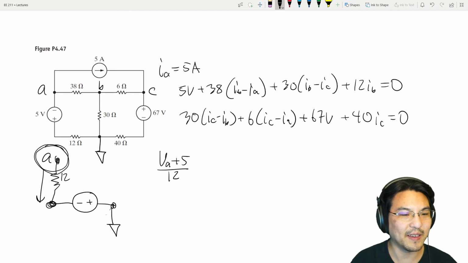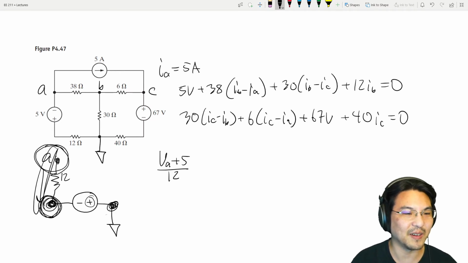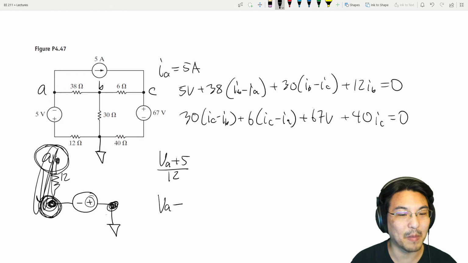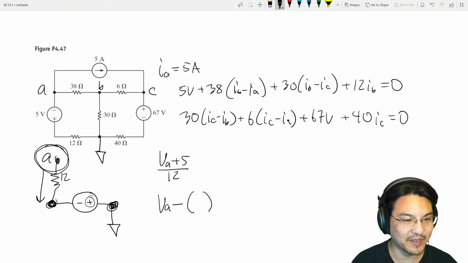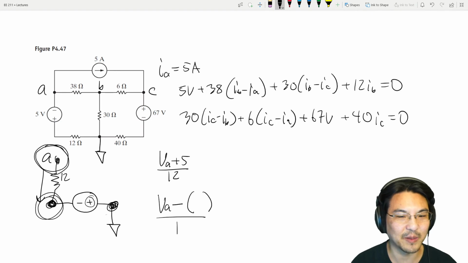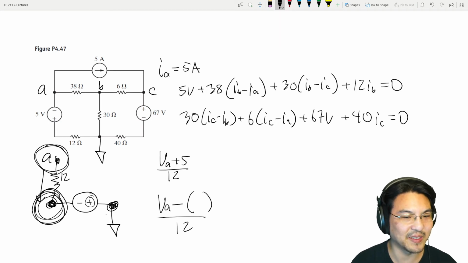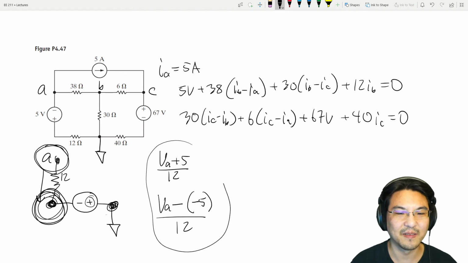This is VA. What's the voltage here? More or less than here? Let's see the plus sign. It's less on this side. How much less? 5 volts. So the voltage across here would be VA minus whatever it is here divided by 12, and the voltage here is negative 5. Negative 5, right? So see how it's the same?